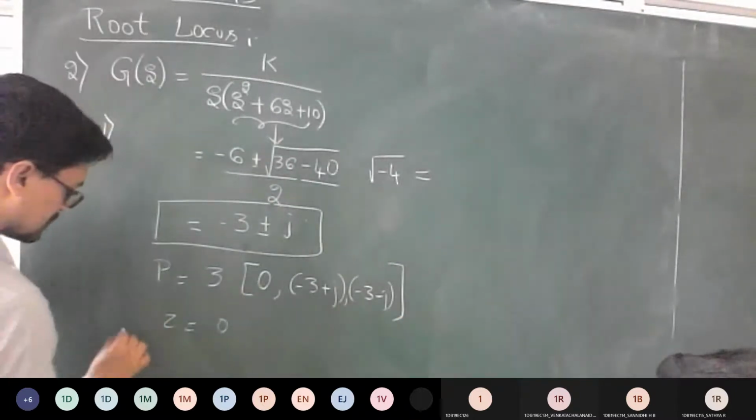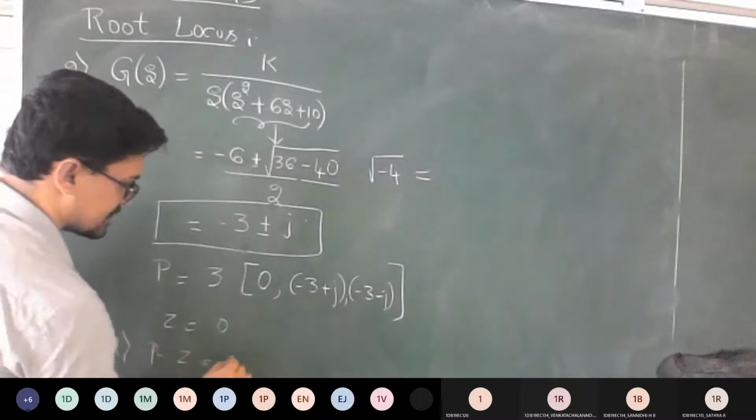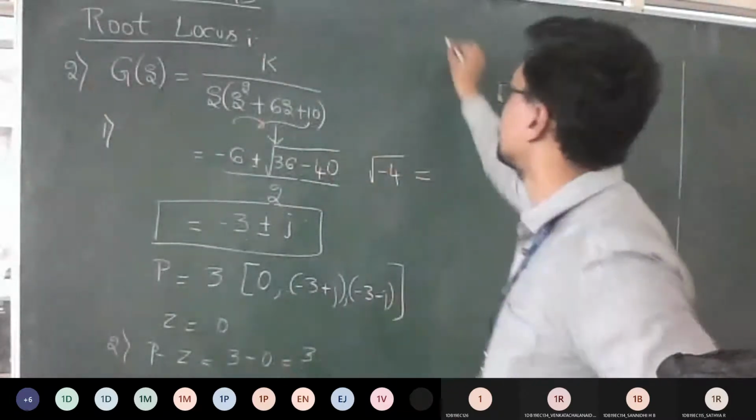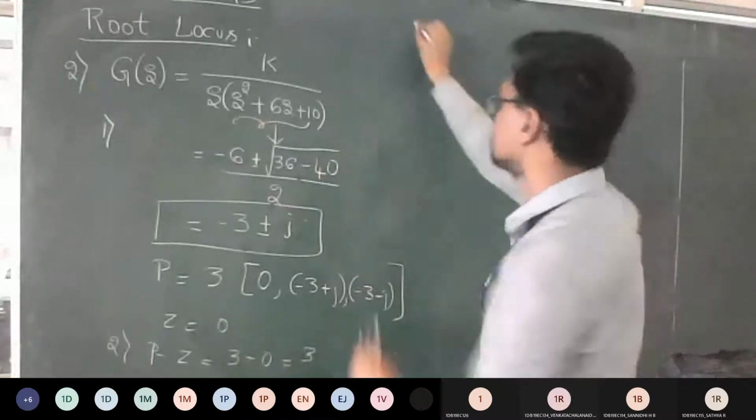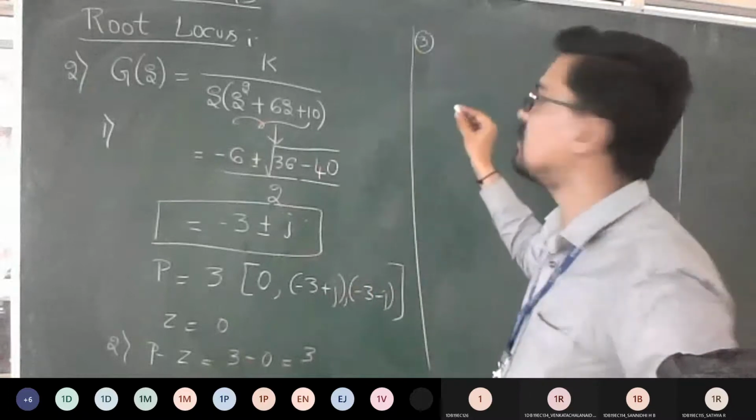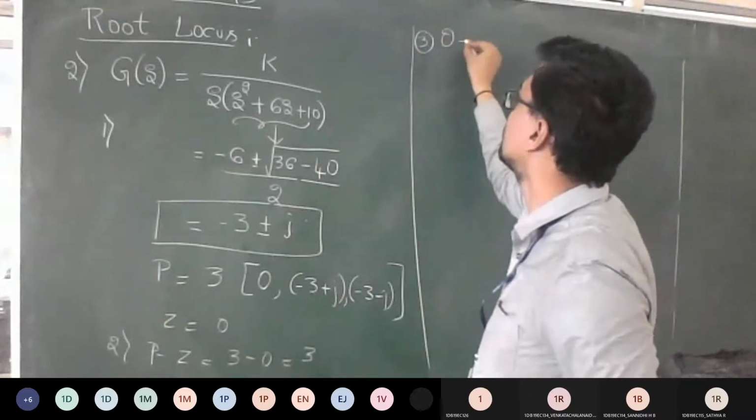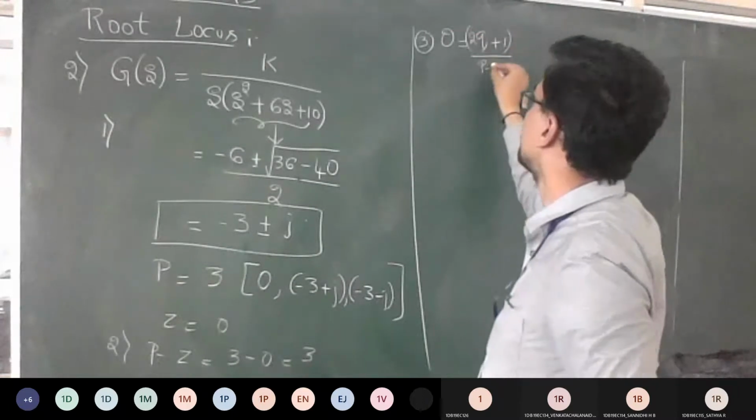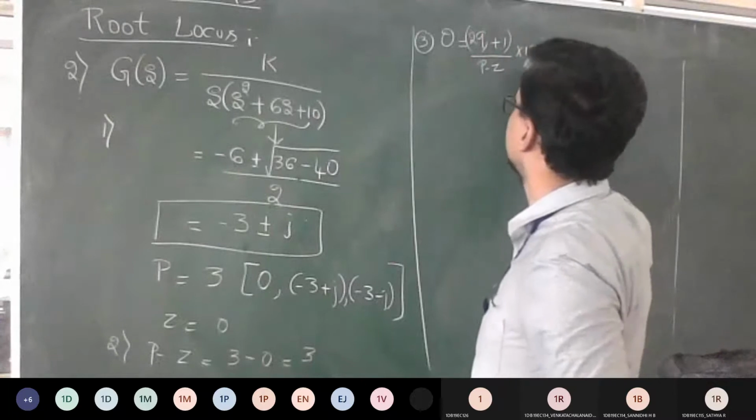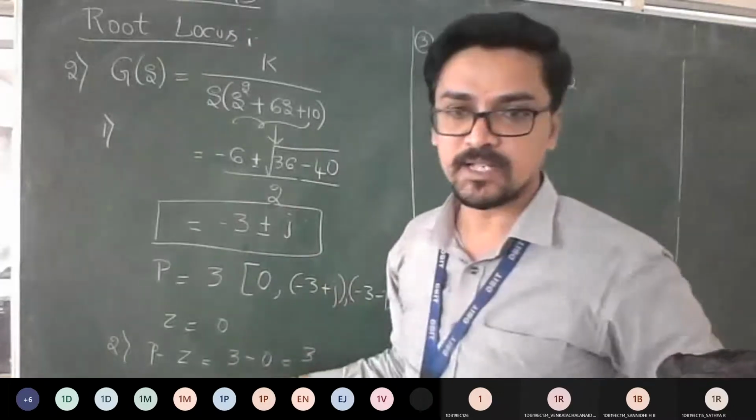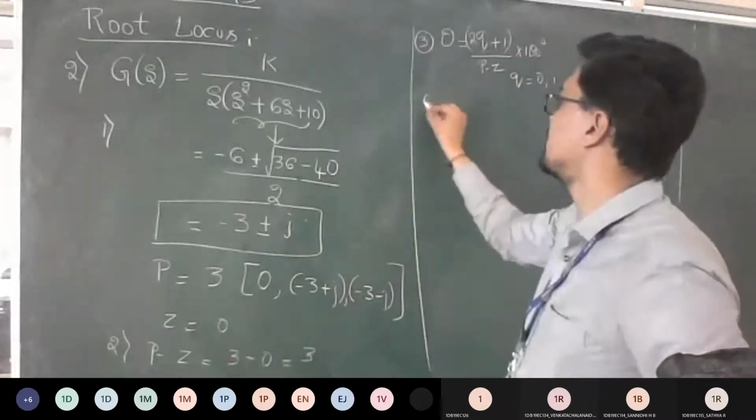Correct? So step number 2: P minus Z, the number of asymptotes. It says 3 minus 0, nothing but 3 only. So you need to vary the values of Q from 0, 1, 2. Step number 3: angle of asymptotes. Apply the formula: theta is equal to 2Q plus 1 divided by P minus Z, into 180. Substitute the values of Q as 0, 1 and 2, because you have 3 asymptotes. Tell me what is theta 1?